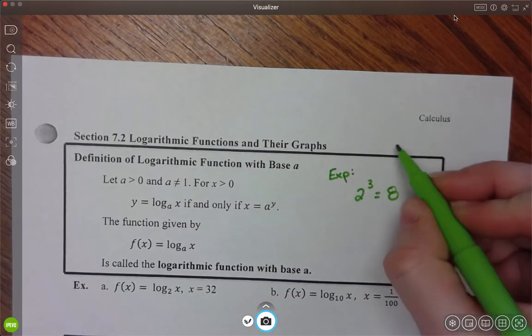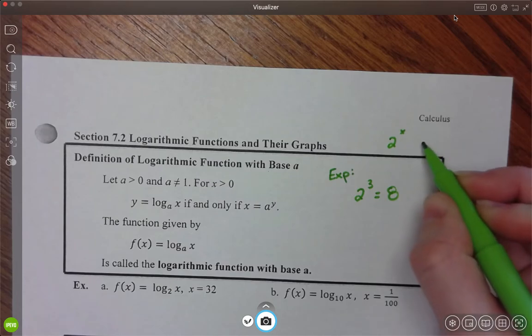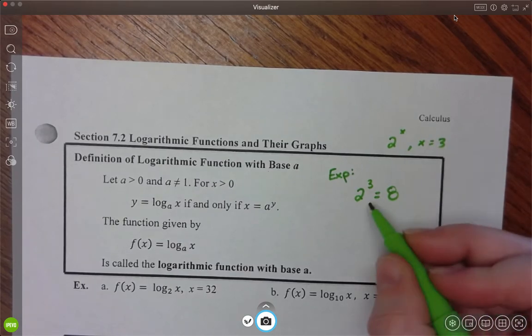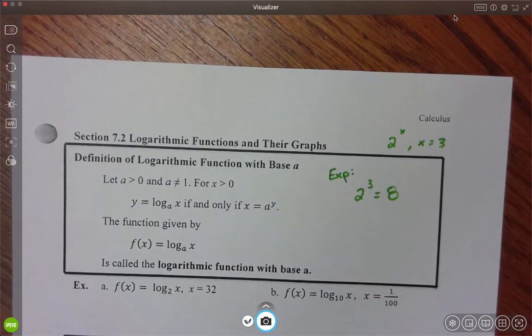A lot of times I'll write that as 2 to the x power and x equals 3, which basically means you're plugging 3 in for x, which will give you 2 to the third power equals 8.